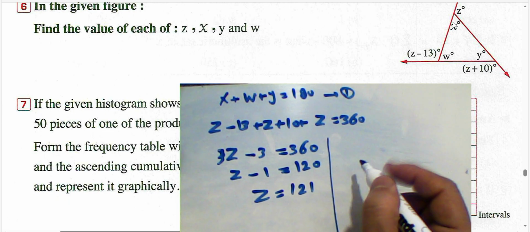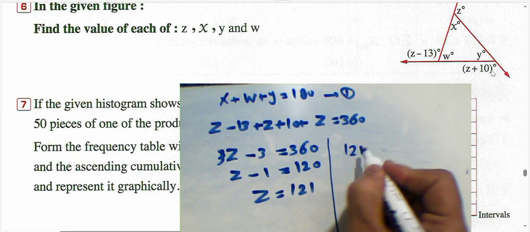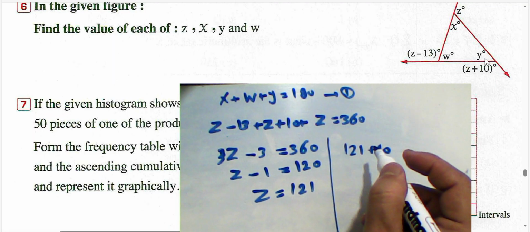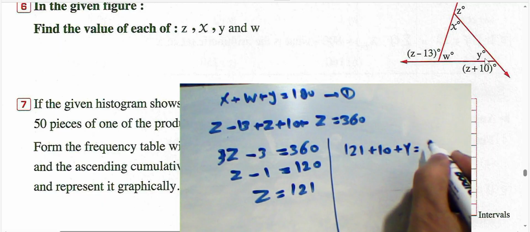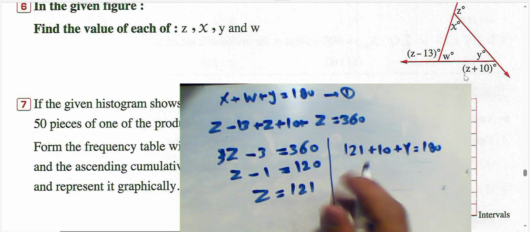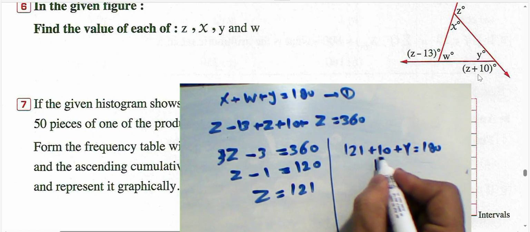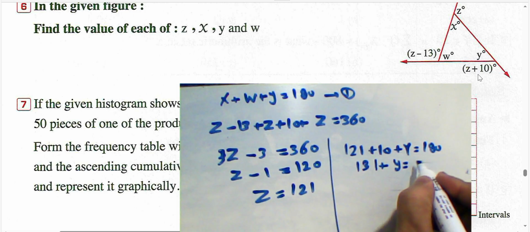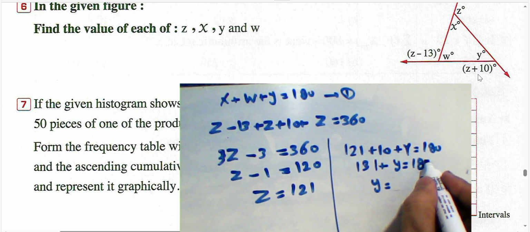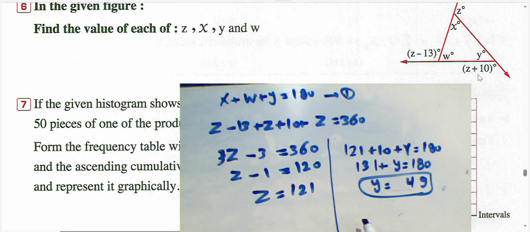Look at here, this exterior angle equals z plus 10, then 121 plus 10, the exterior angle here, plus y, the interior angle. The summation of them equals 180 because we have supplementary angles here. Z equals 121, so 121 plus 10 plus y equals 180. Then y equals 180 minus 131, which is 49 degrees.